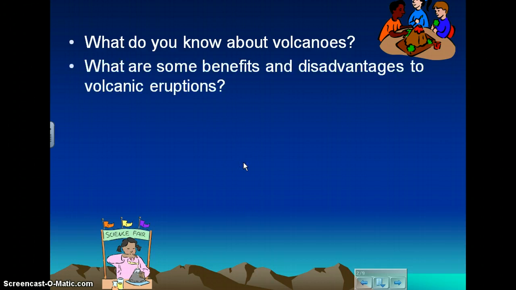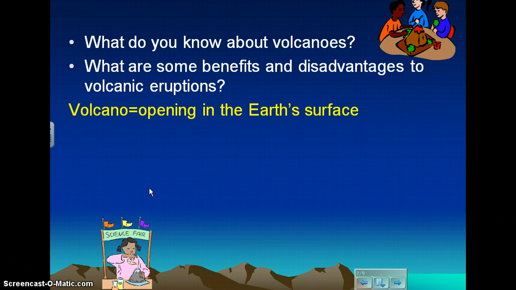Some benefits and disadvantages to volcanic eruptions: the benefits could be that you would enrich the soil. The lava from a volcano is very fertile, and so you actually help the environment with a volcanic eruption with the crops that could grow there. Disadvantages to a volcanic eruption could include things like destruction of property and loss of life.